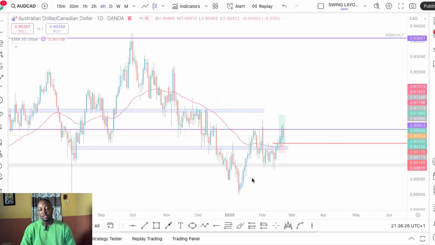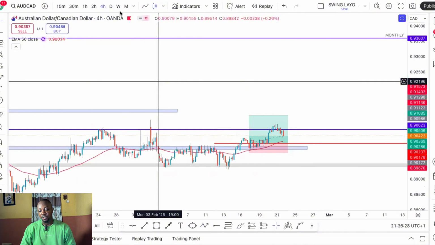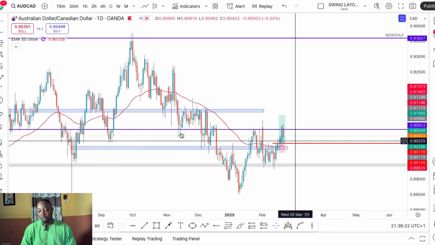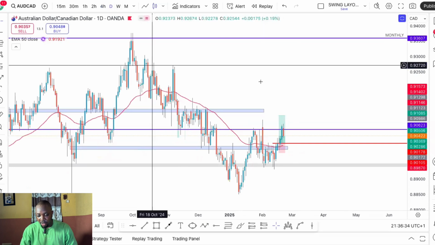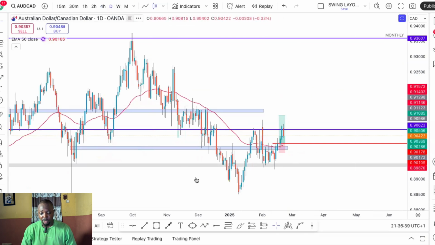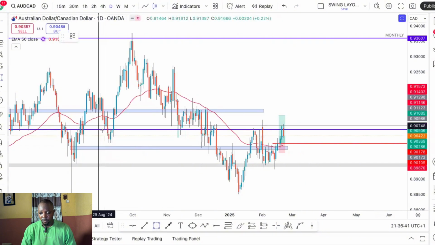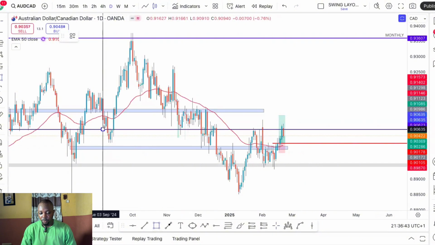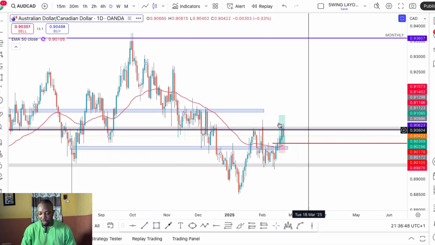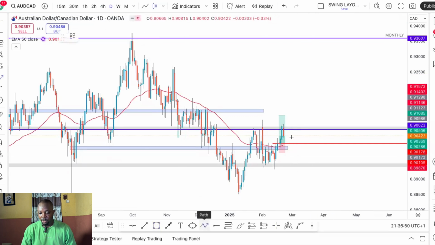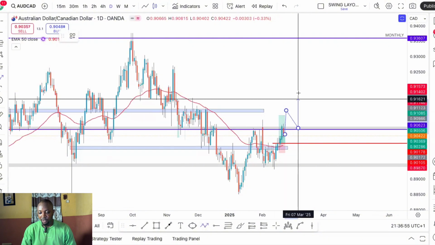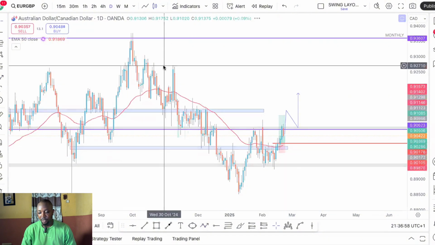AUD CAD. I missed a trade on the AUD CAD over here. The trade would have been in break even by now, but I don't think there's any clear opportunity setting up this week. So I'm just going to turn this off. The real opportunity that would be good to see is a break and retest of this level, which it's not doing quite yet. But if you can have a clear break and retest, you can look for buys to the upside.